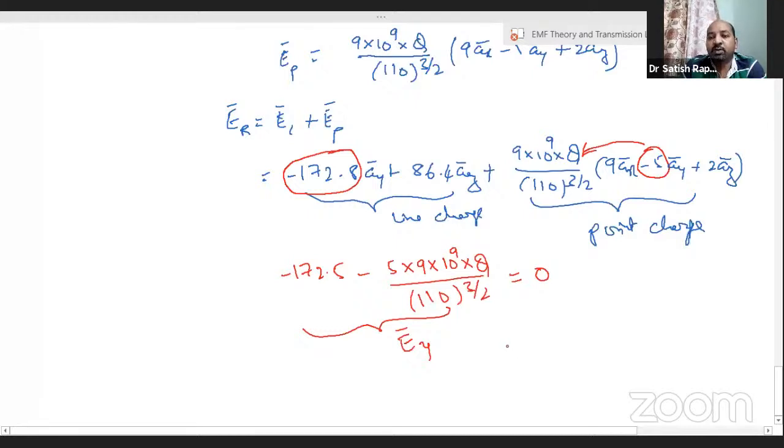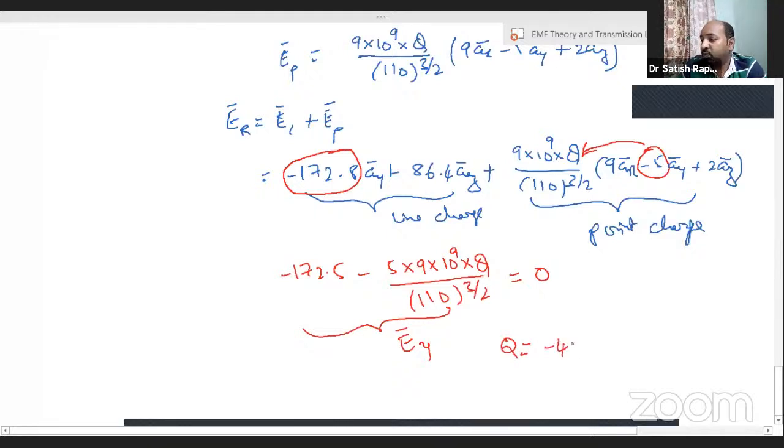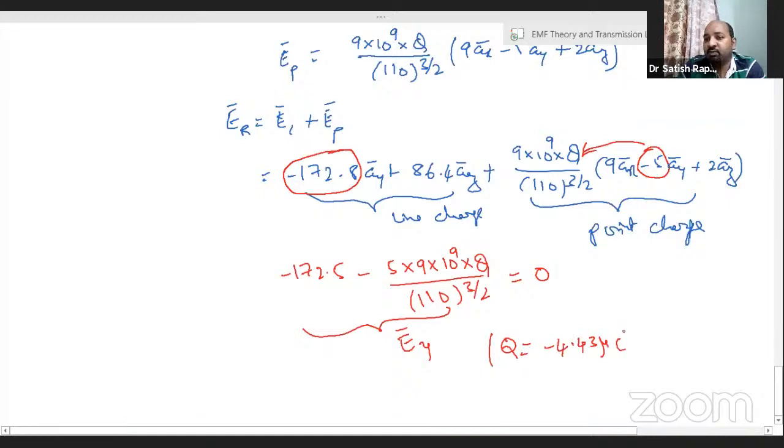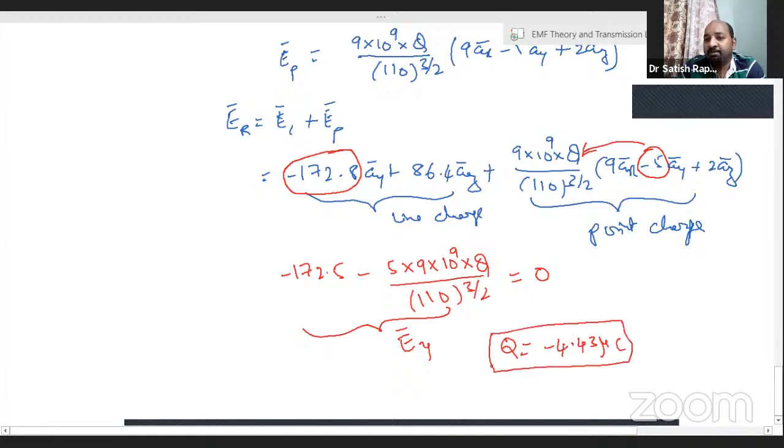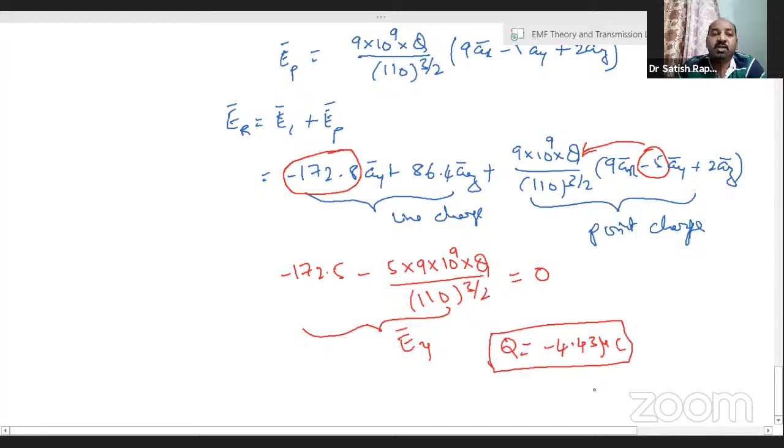So if you determine the Q value, it will be minus 4.43 microcoulomb. Simplify the above equation, and you will get minus 4.43 microcoulomb. So this is how we can do the given problem. With this, we have completed line charge, and all related problems we have completed.